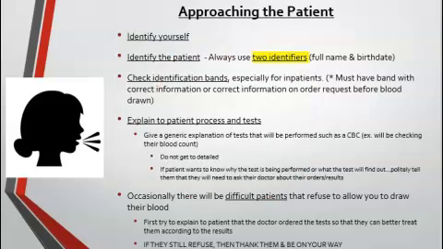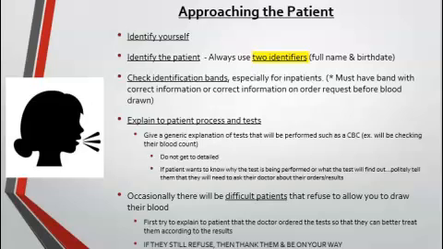The very first thing you need to know how to do when performing a venipuncture is how to approach your patient. First, you need to identify yourself and identify the patient that you're performing the venipuncture on using two identifiers. The two identifiers that we usually use for our patients are their full name and date of birth. You need to make sure that the patient's information that you have on the orders for the blood draw matches the patient information on the armband.